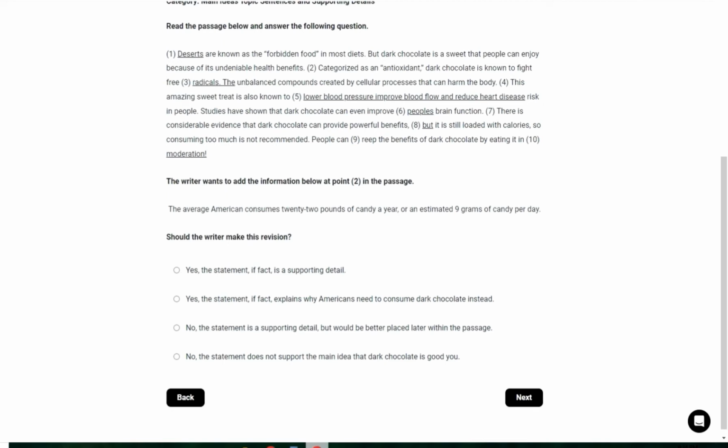Now we know that's not true. The rest of the passage is talking about why dark chocolate is so important and what the benefits are, and talking about how it's important to eat in moderation. And so it's not really a supporting detail, nor is it better placed within the passage. And so that leaves us, by a process of elimination, D. But let's read through it and make sure it makes sense. No, the statement does not support the main idea that dark chocolate is good for you. And that's kind of the same idea that we just talked about. It's not that great of a fact. It's almost taking away from the idea of health benefits with the quote unquote forbidden food. So that's going to be our answer here.